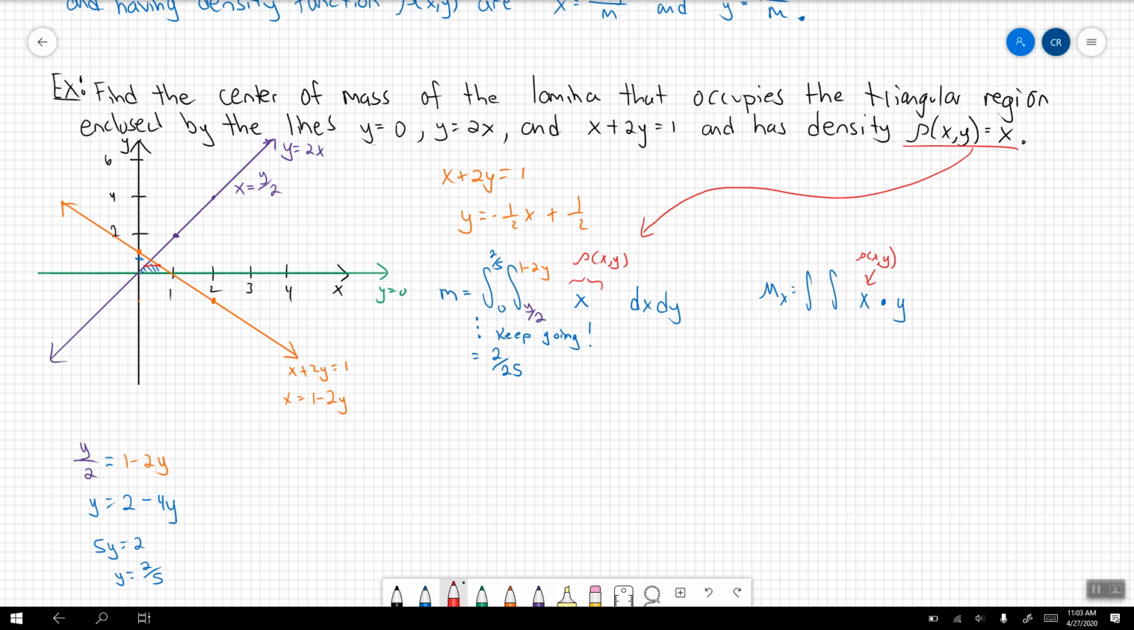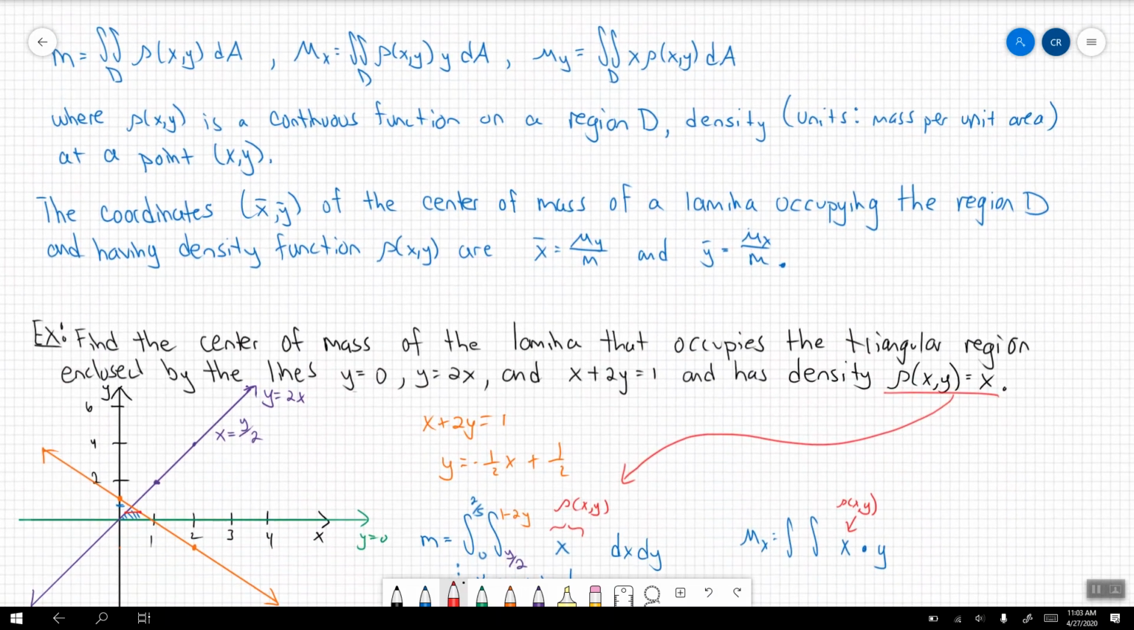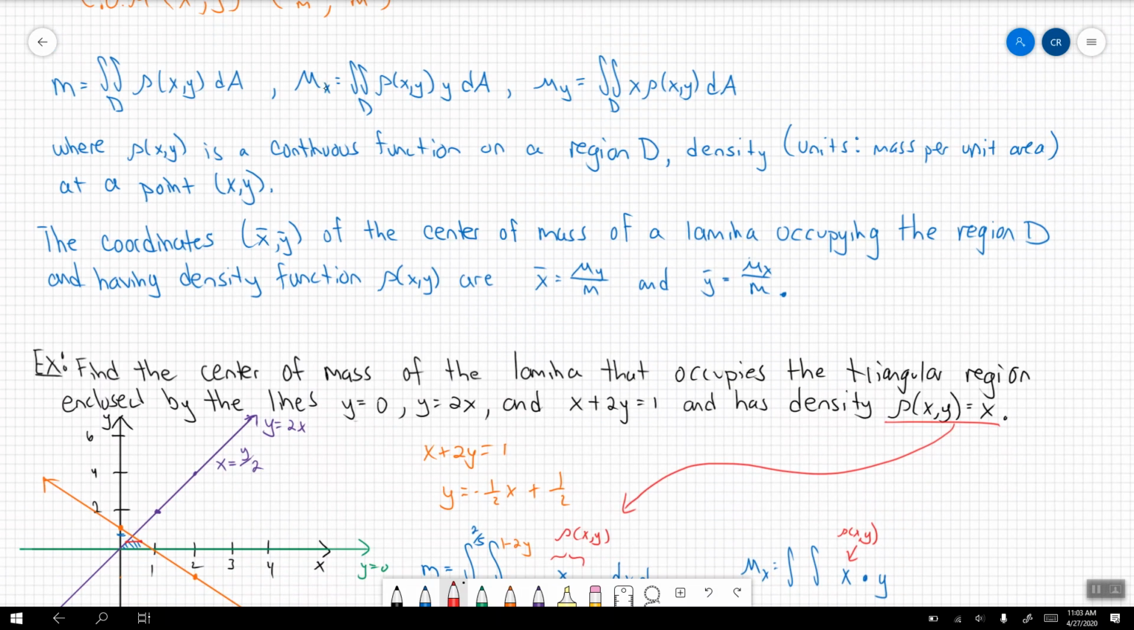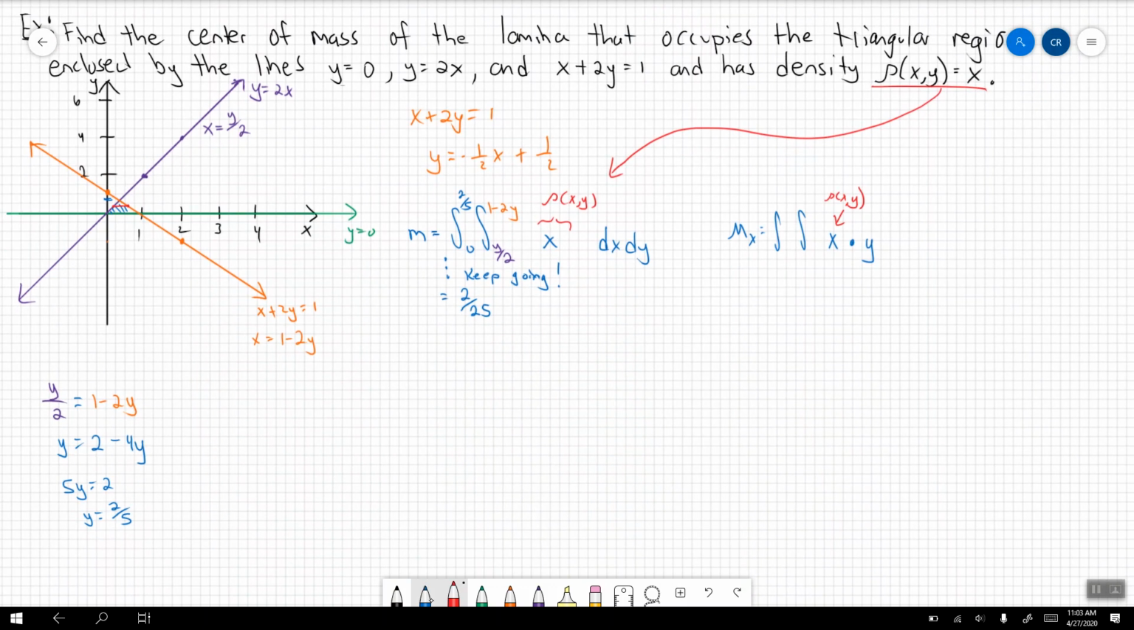Trying to make that x look kind of nice. It's going to fail. There we go. So that density, and then moments about the x-axis, here we just multiply by the y value that we initially look at. All right. Now, again, double integral for that region.